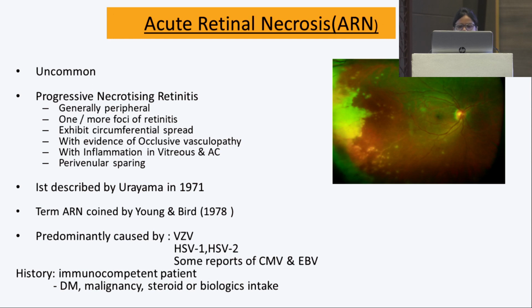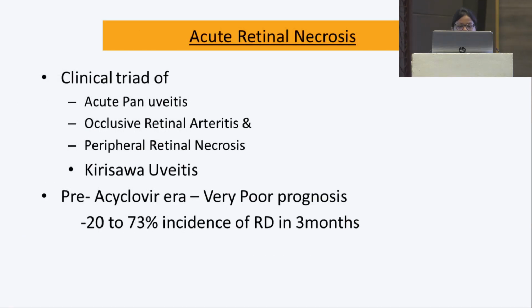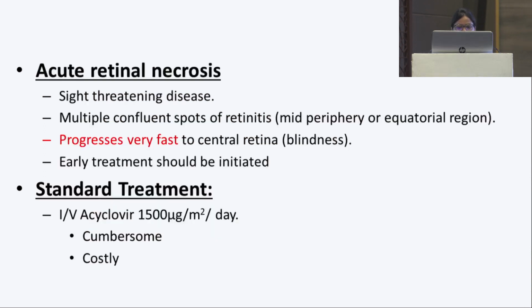And there will be characteristic perivenular sparing. So it will give a cracked mud appearance. The viruses responsible for it are varicella zoster and herpes simplex 1 and 2 virus, and in some reports CMV and EBV have also been found. So there will be a classic triad of panuveitis with occlusive retinal arteritis with peripheral retinal necrosis. The incidence of retinal detachment in ARN is around 50 to 73%.